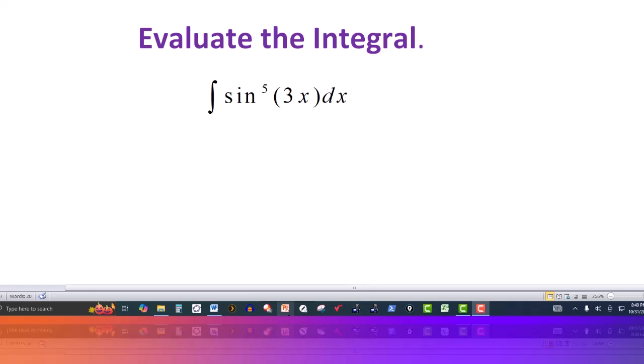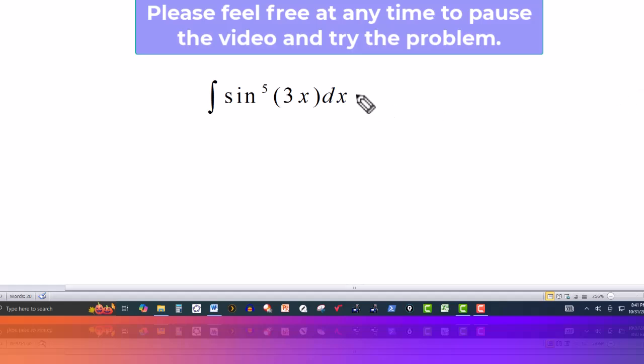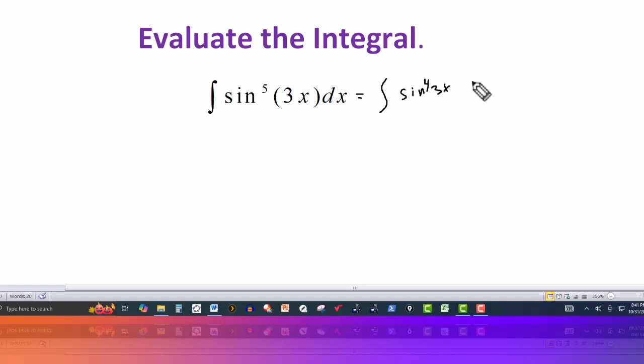In this video we have the integral of sine to the fifth of 3x, and we want to evaluate this integral. Now we have an odd power of sine here, so we could factor out one of the sines, and this would be then sine to the fourth of 3x, and then I have the sine over here.